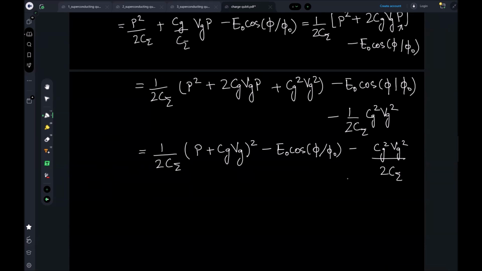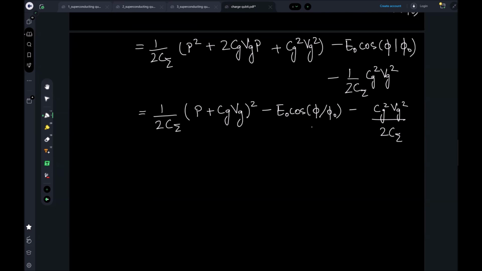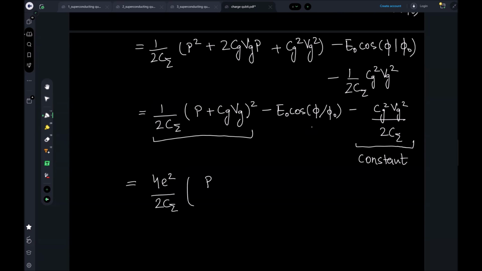And if you look at this expression, we can ignore the last term because this is just a constant. And if we add a constant to the Hamiltonian, it will not change the system in any way because that is just a constant energy. So we will drop this term from the Hamiltonian. Also from the first term, that is this one, if we pull out 4e square, so what I mean is if we take 4e square common from the first term, this is what we get.